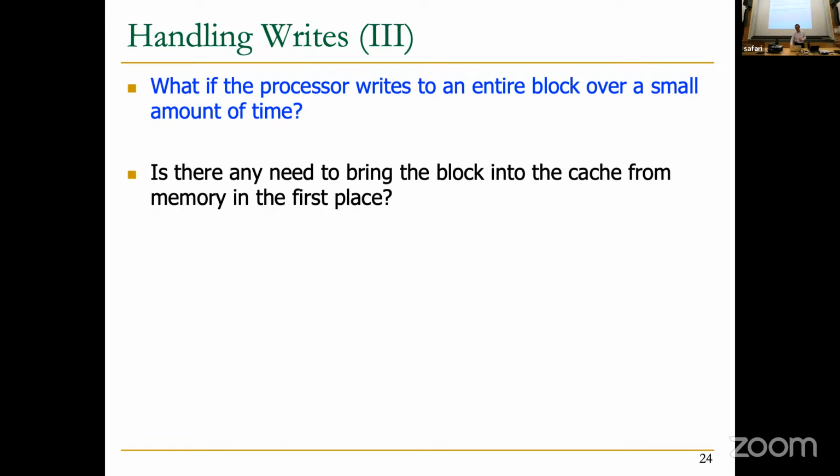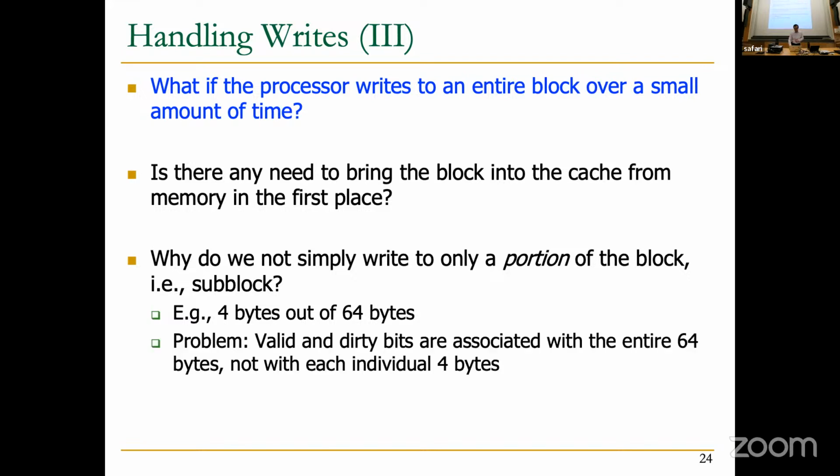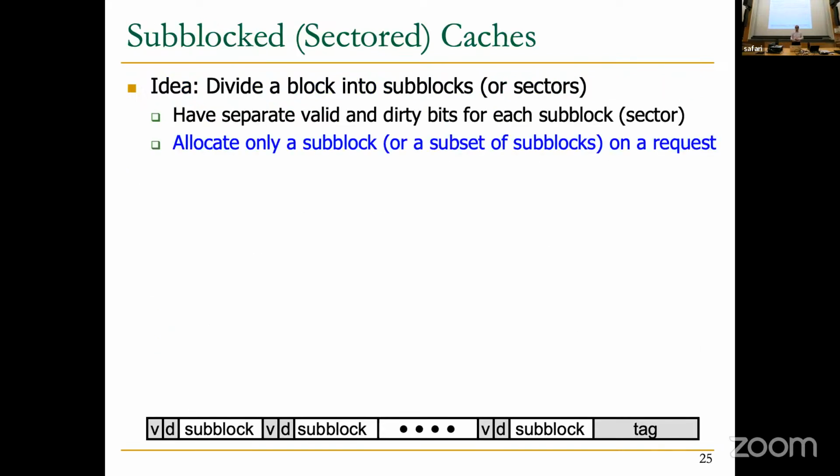So how do you implement this? Basically, the idea is sub-blocking. Simply write to only a portion of the block called a sub-block. For example, 4 bytes out of 64 bytes. Right? Now, the problem is what I just said, the granularity mismatch. You have valid and dirty bits associated with the entire 64 bytes. And if you write only 4 bytes, and you don't have the remaining part of the block, you have a problem. Right? So what do you do? Well, sub-blocking.